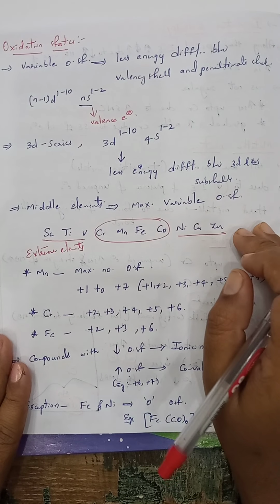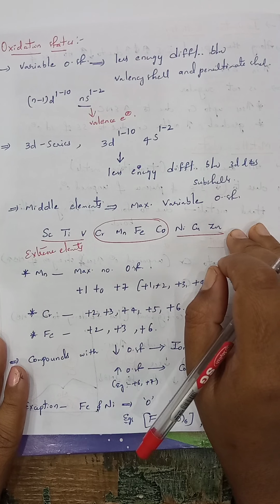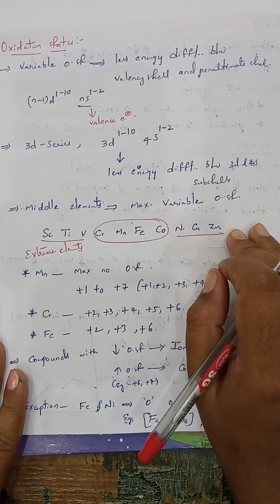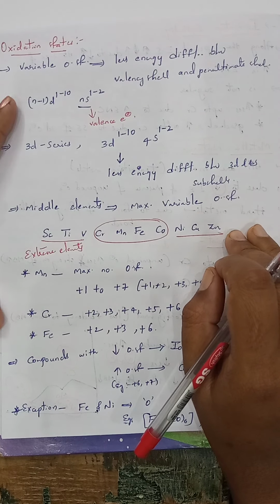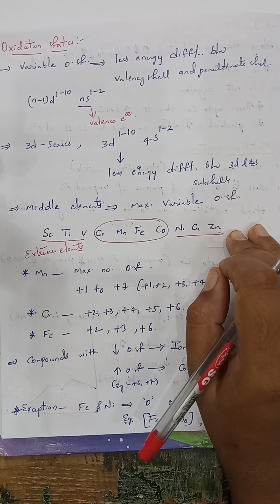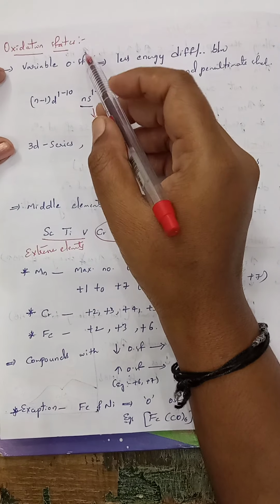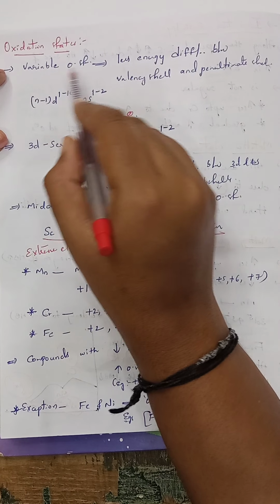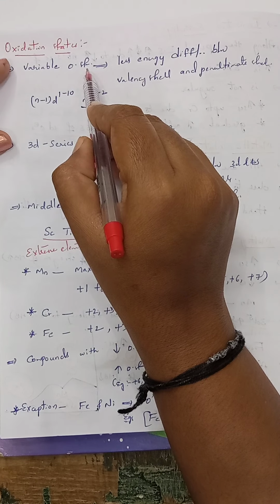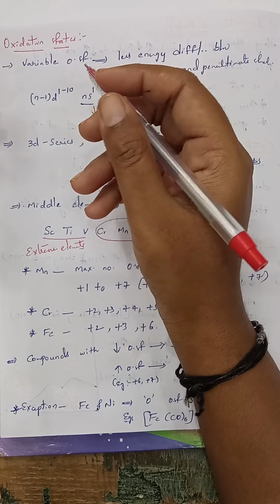Now we'll move on to the next property, that is oxidation state. I already explained this oxidation state in the previous video, so now we'll just take a quick look at it. These d block elements can show variable oxidation states. Variable means different oxidation states.